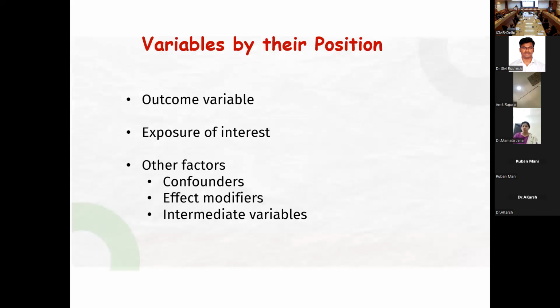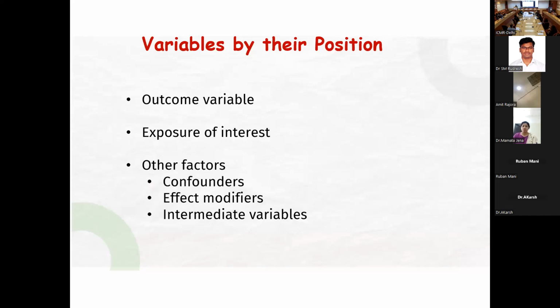Every variable has its own position in the framework. Let me take an example. Suppose I'm interested in knowing the relationship between smoking and hypertension. Smoking leads to hypertension, so smoking is the exposure and hypertension is the outcome. It is not the other way around, that a person becomes hypertensive and then picks up smoking. So there is a direction, but smoking is not the only factor.